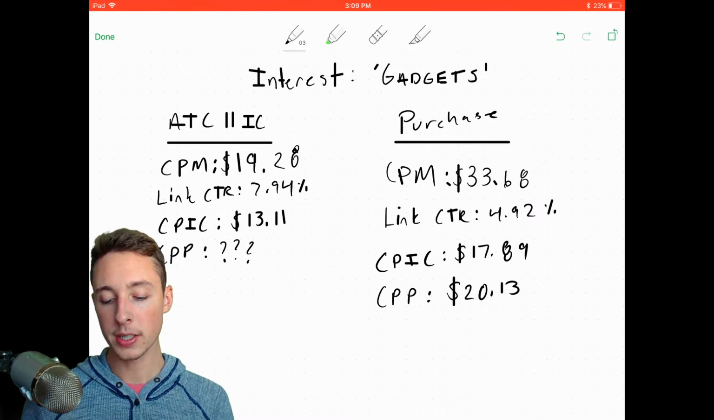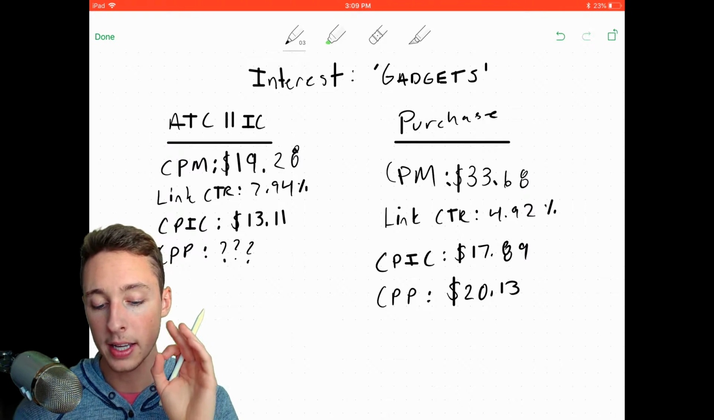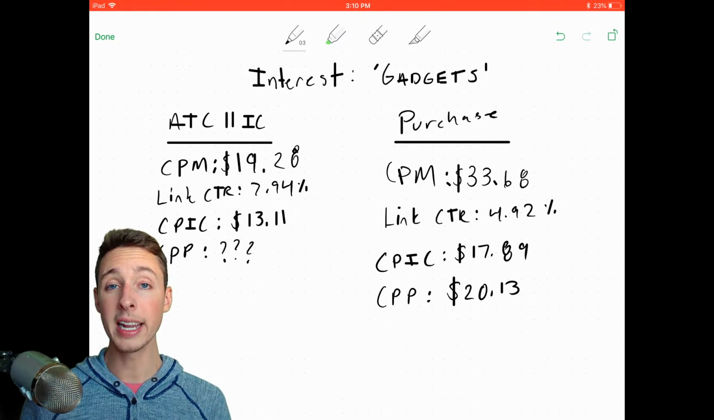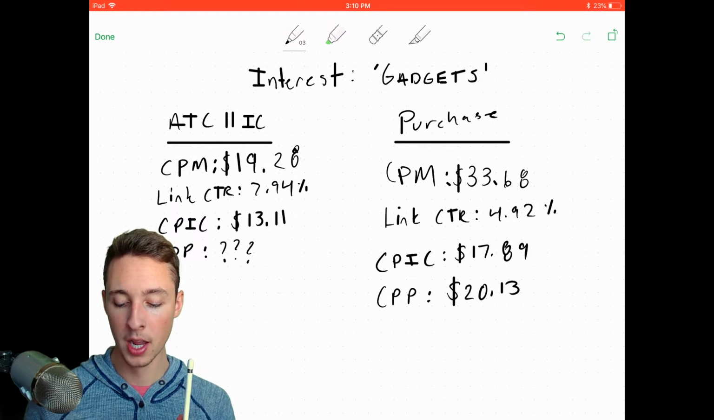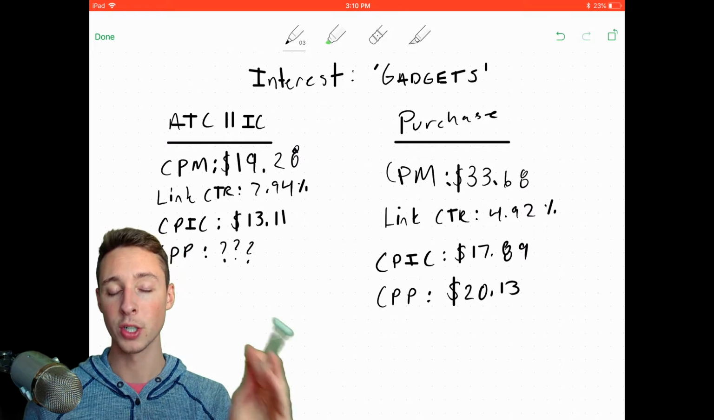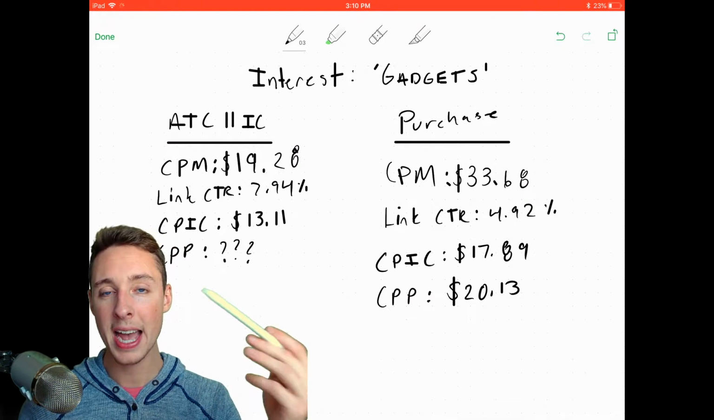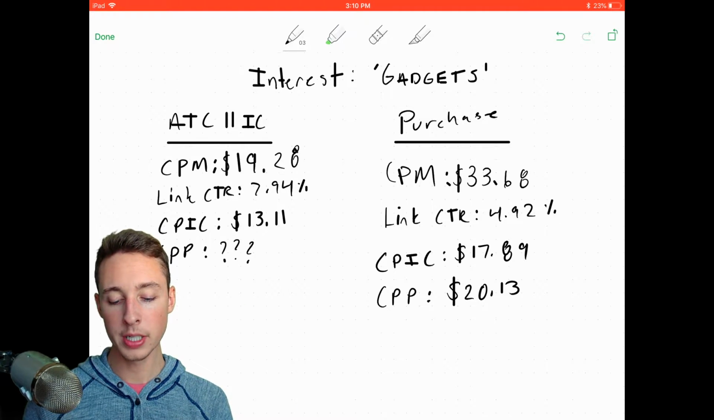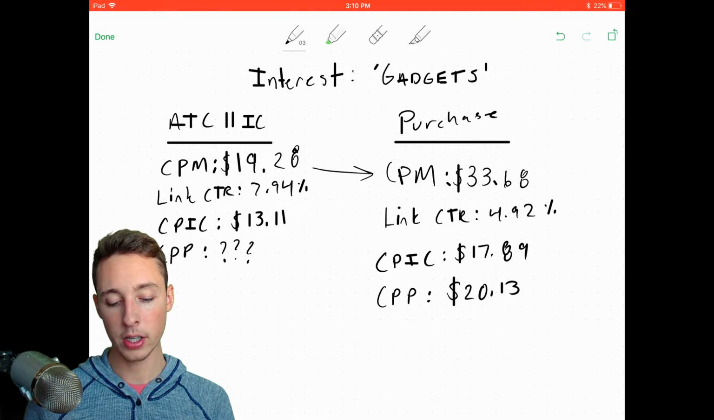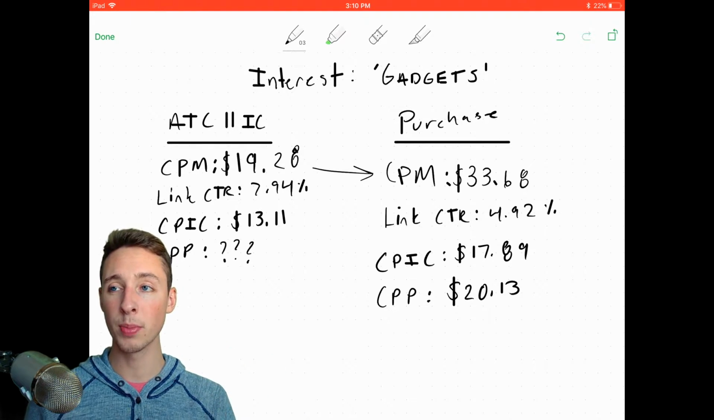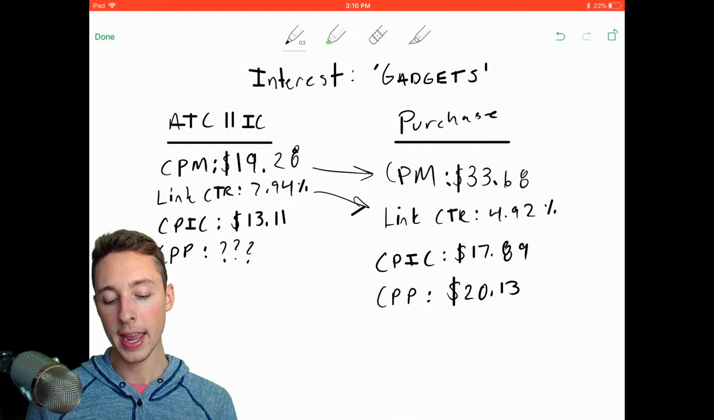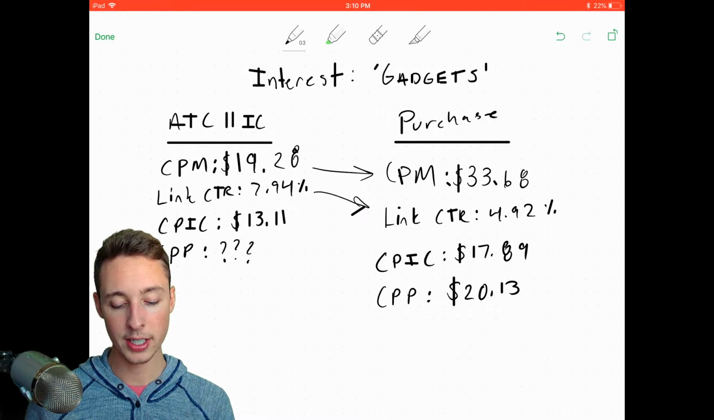So under interest, when I run the gadgets interest ad set, I'm getting a CPM of $19.28, a link click-through rate of 7.94%, a cost per initiate checkout of $13, and I didn't generate a purchase, so I don't know what my cost per purchase is. Then when I launch that ad set with the purchase objective, you can see my CPM is $33.68. My link click-through rate is 4.92%. My cost per initiate checkout is $17.89. And my cost per purchase is $20.13.